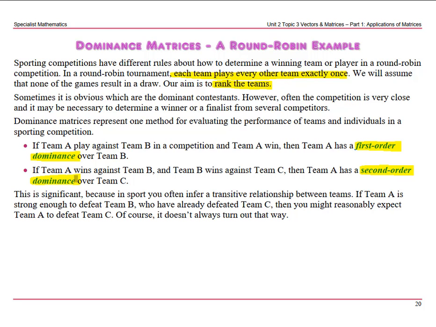Now, this is significant because in sport, you often infer what's called a transitive relationship between teams. If Team A is strong enough to defeat Team B, who have already defeated Team C, then you might reasonably expect Team A to defeat Team C. Of course, we all know that that doesn't always happen, but that's what we're talking about in terms of first order and second order dominance.